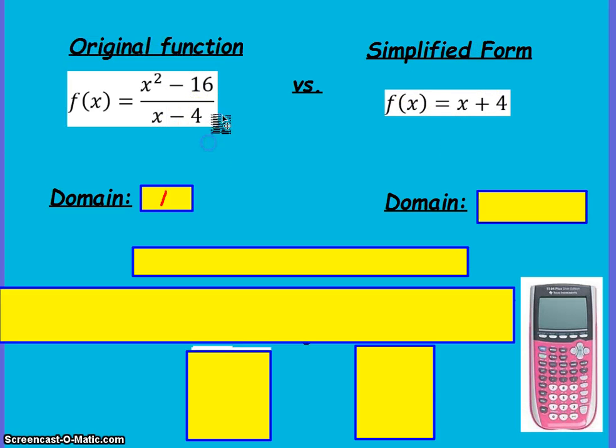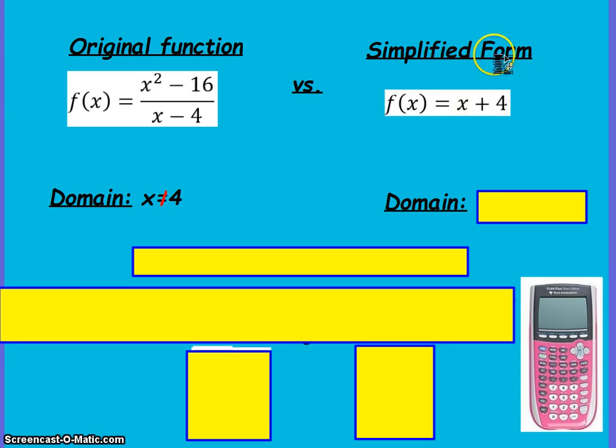If we're looking at the original function, what is the domain of this function? Remember, domain is all of the possible x values. What you should be thinking is, well, if I put a 4 in the denominator, it would make this function have a 0 in the denominator, and I know that's not possible. So our domain of the original function is all reals except x equals 4. X cannot equal 4, because otherwise the function is undefined.